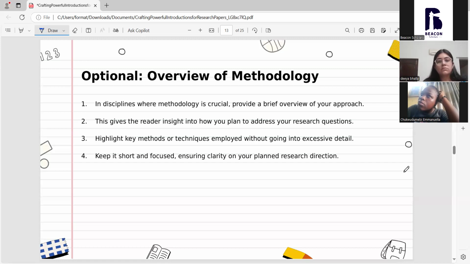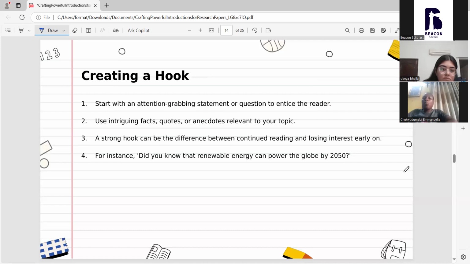And I hope you all got it right. Any question for the last parts? Okay, so let's go for the hook.